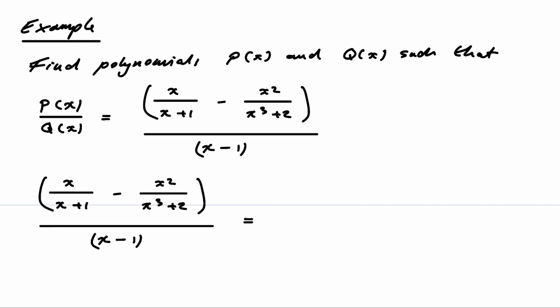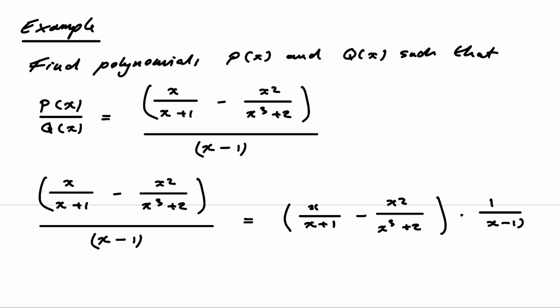So this, of course, is equal to x over x plus 1 minus x squared divided by x cubed plus 2, multiplied by 1 over x minus 1. I'm kind of going a bit overboard with the brackets, but no problems there. So what's this? This is me literally just writing the definition of a ratio down. Now, the reason that's good is because multiplying fractions is easier.